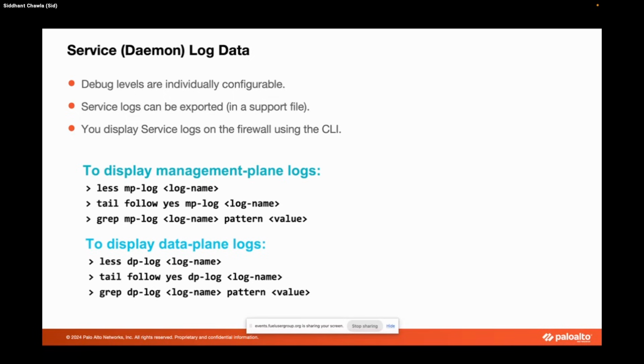You can display service logs on the firewall using the below CLI commands. To display management plane related logs, the command will be less mp-log and the log file name. If you want to view a live log, you can run the command tail follow yes mp-log and the log file name. And if you want to match any pattern on any log file, the command is grep mp-log, log file name, pattern, and enter the pattern.